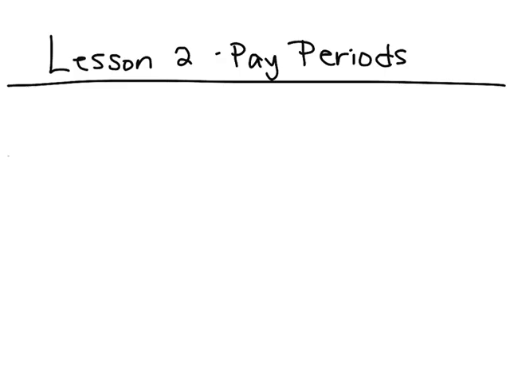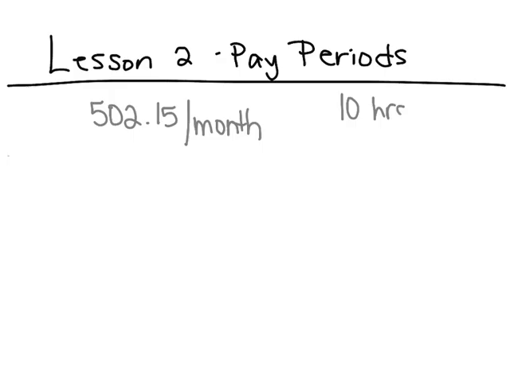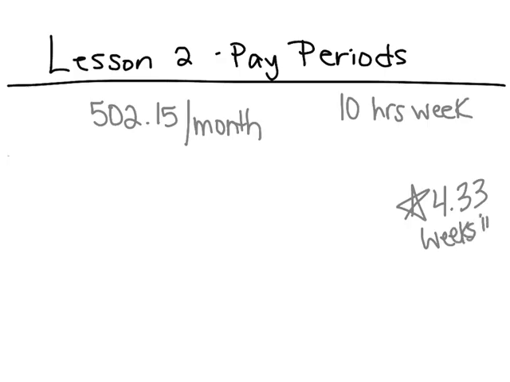So example 1, Stacy earns $502.15 a month and works for 10 hours a week. What is her hourly pay? So she goes $502.15 per month. She works 10 hours in a week. So we want to figure out how much she gets paid per week. So remember, there's 4.33 weeks in a month. So to find this, we're going to take her monthly pay and divide it by 4.33 to find her weekly pay.